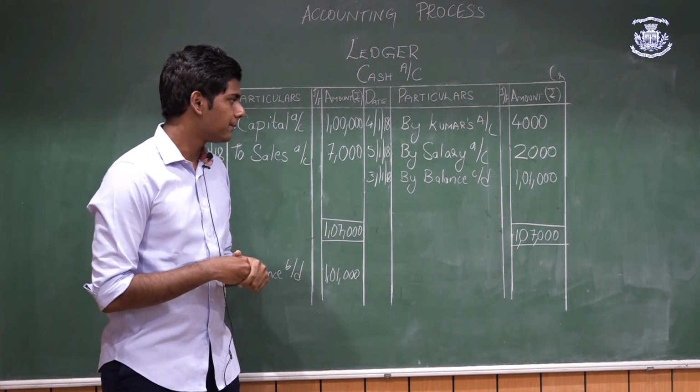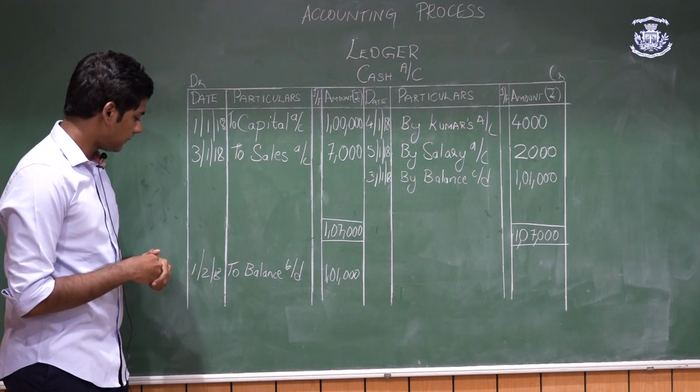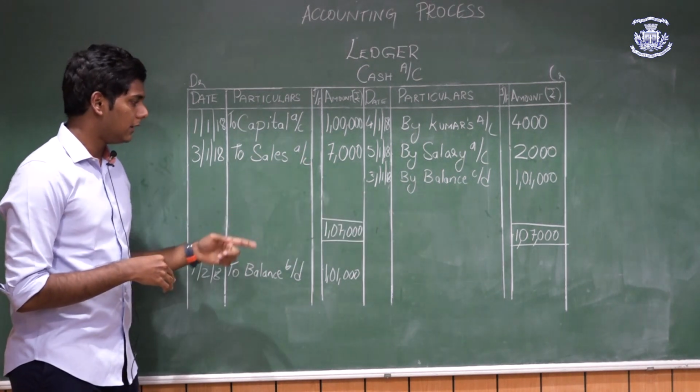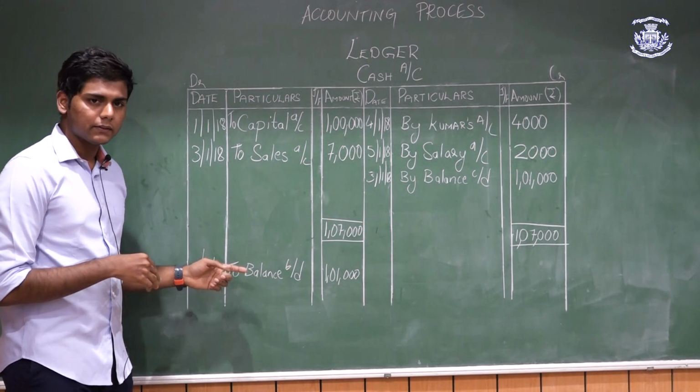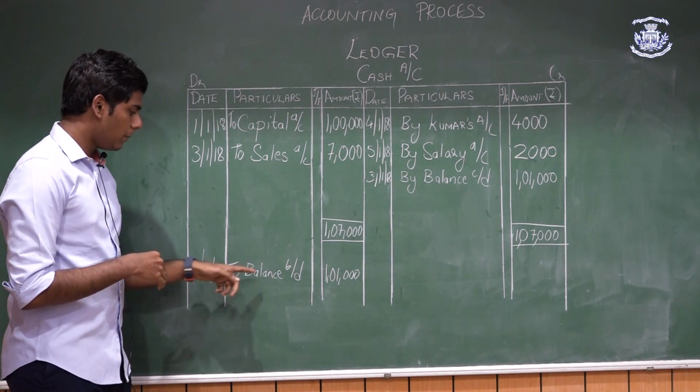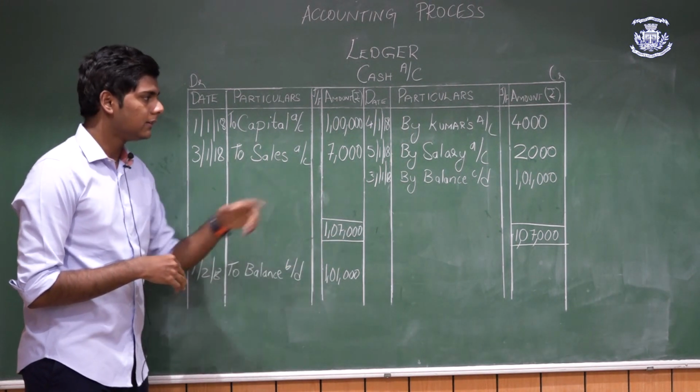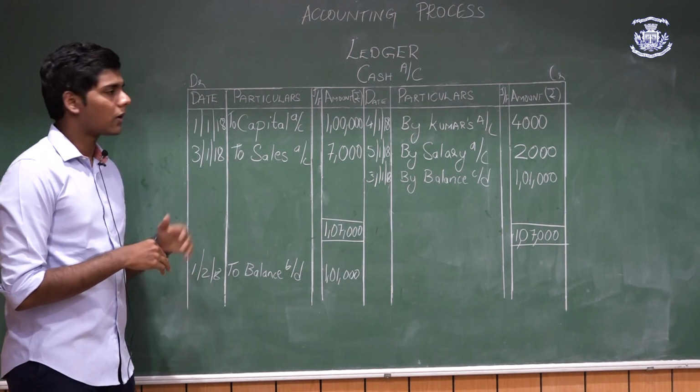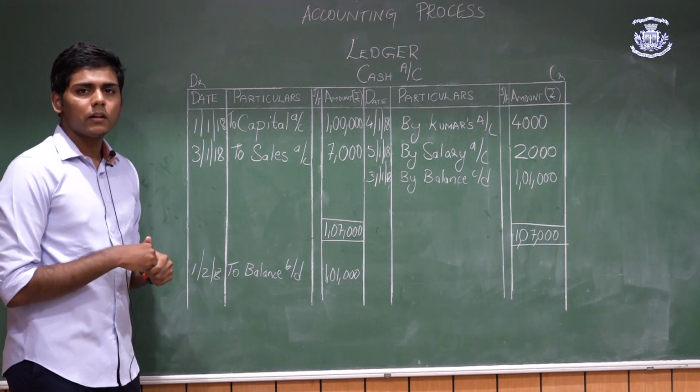to each other. And then in the start of the next month, we will bring down the balance on the opposite side. We will write it as to balance brought down and the same amount. So this is how we record it in the cash ledger.